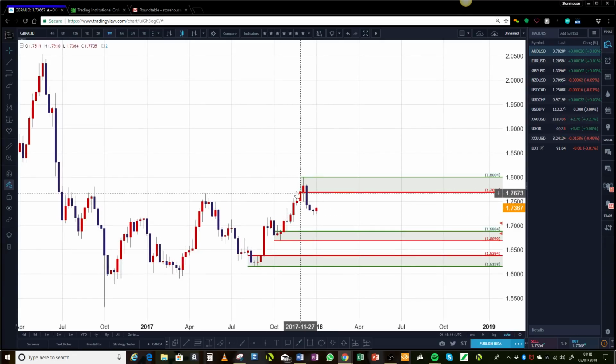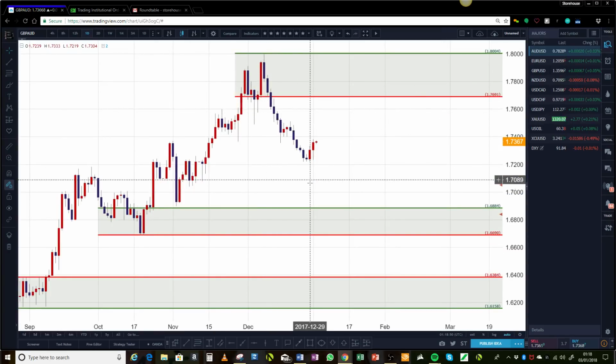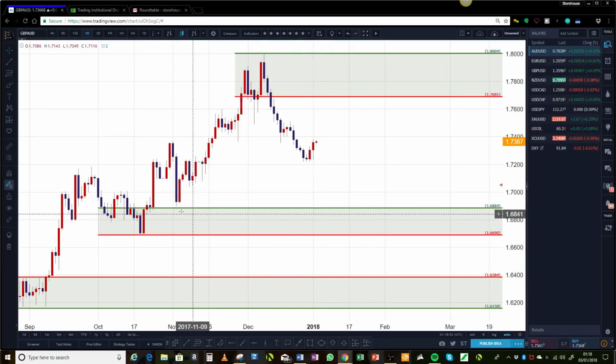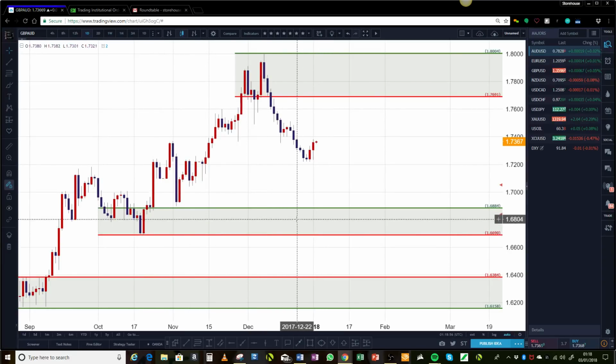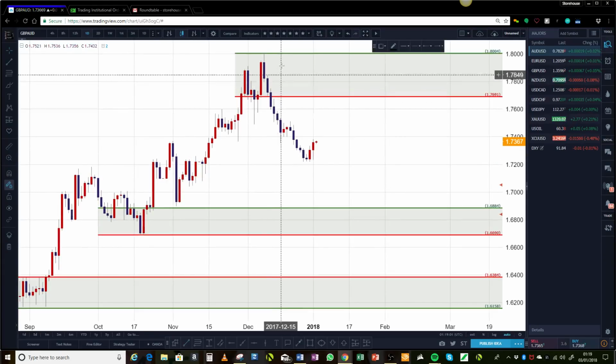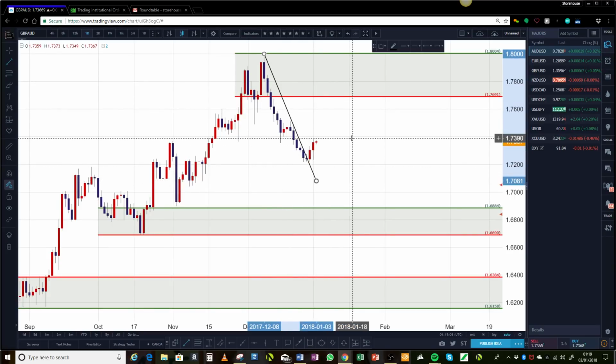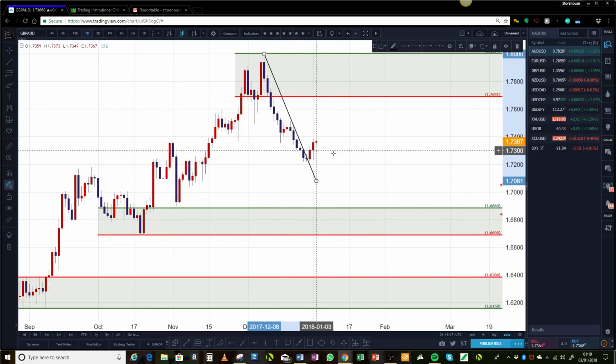We have supply above. If we take it down to the daily very quickly, we can see the trend that has begun. The daily is going down, and we've tested these levels. So it's looking like it's down in here. Let's take a closer look at this trend. We have ended it as well.